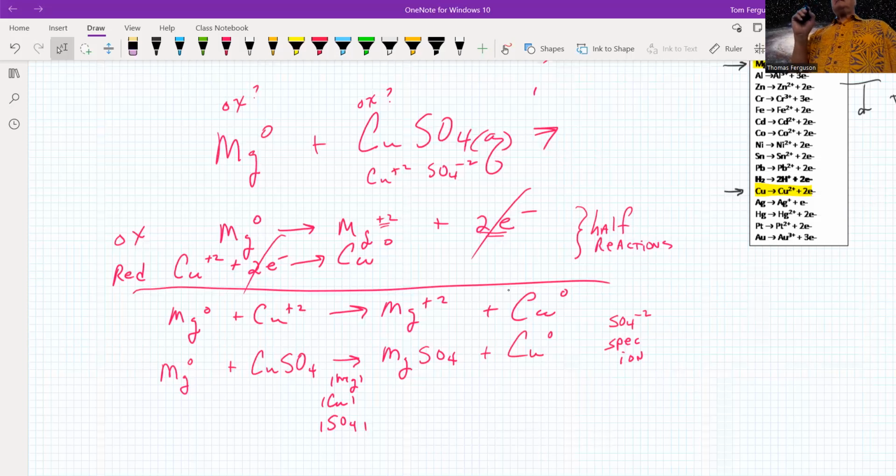The SO4 doesn't do anything. It's a -2 before, -2 after. It doesn't participate at all because it's a spectator. Only the metals gain and lose electrons. So the magnesium loses 2 electrons. The copper gains 2 of those electrons.